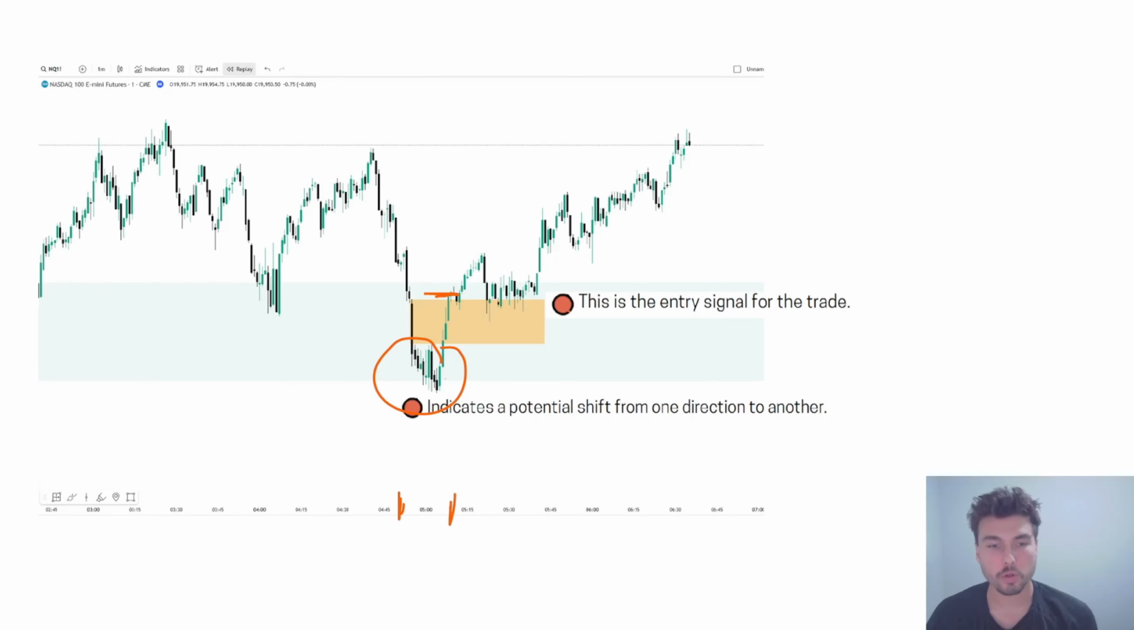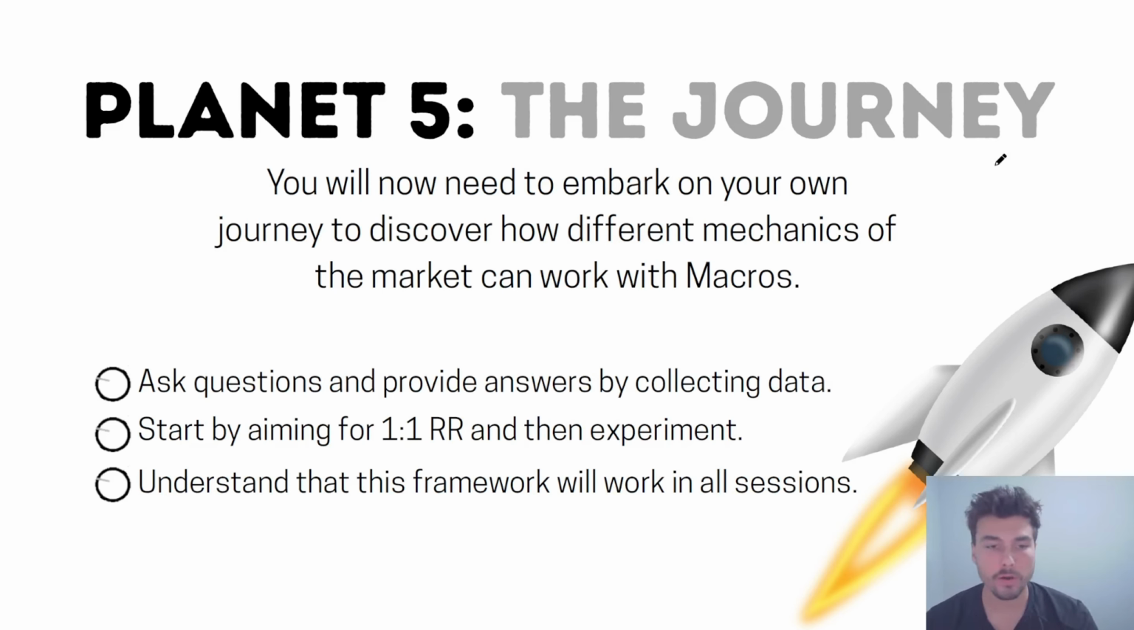And to conclude this video, guys, planet number five, the most important, is the journey. Everyone is on their own journey, right? Everyone learns at different rates. You can't expect to compare yourself with someone that you're close to or someone you know on social media, because everyone learns at different rates. Everyone succeeds at different rates. Everyone has a different amount of time to put into the markets, but you'll now need to embark on your own journey. Take the spaceship, hold on, right? And enjoy the journey, enjoy the process, because again, you're going to discover how different mechanics of the market can work with macros.